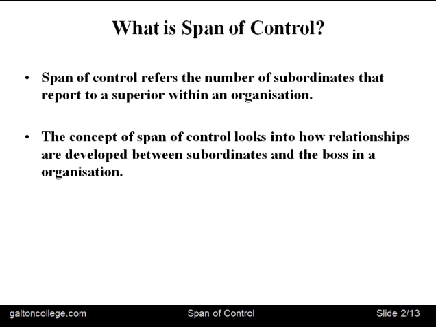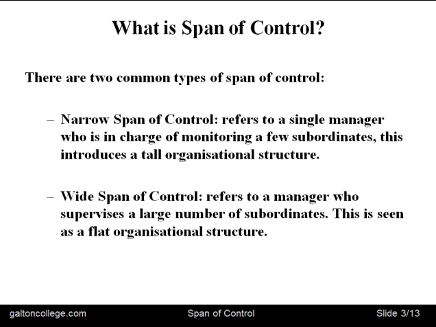Different spans of control are more amenable to different worker-management relationships. There are two types of span of control that we need to consider. First is the narrow span of control, which refers to a single manager who is in charge of monitoring a few subordinates. It's narrow, few workers.